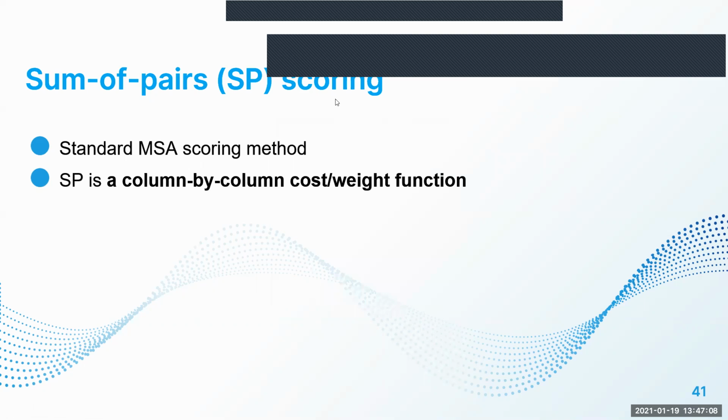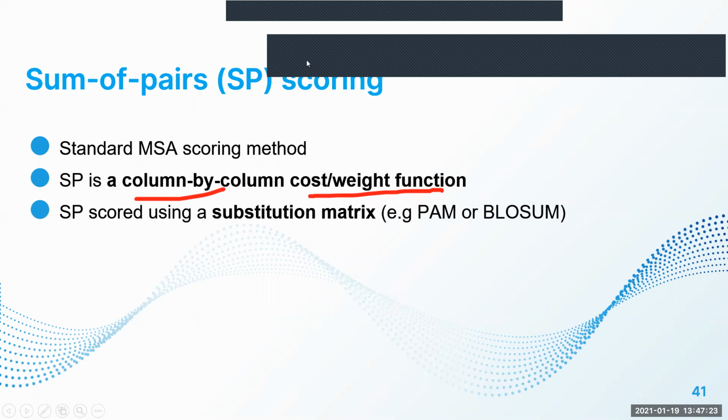So it's basically a column by column cost rate function, right? So for that to get some values, as I said before, we use a substitution matrix. So that could be BLOSUM or PAM, right? So there are several substitution matrices, right?